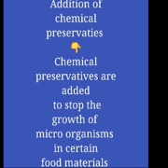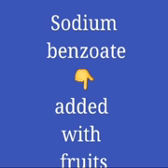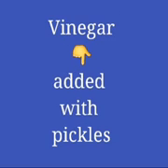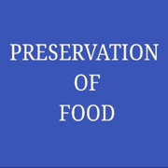Next, addition of chemical preservatives. Chemical preservatives are added to stop the growth of microorganisms in certain food materials. Okay? Good. Example, sodium benzoate is added with fruits. Sulfur dioxide is added with dry fruits. Vinegar is added with pickles. Okay, cuties. Now I ask questions about preservation of food.